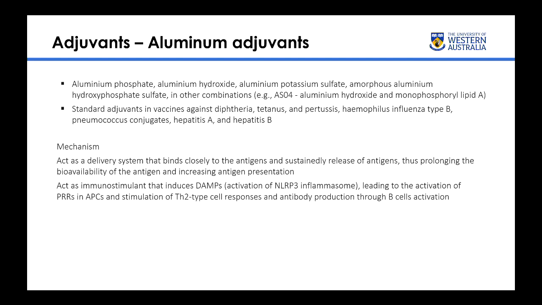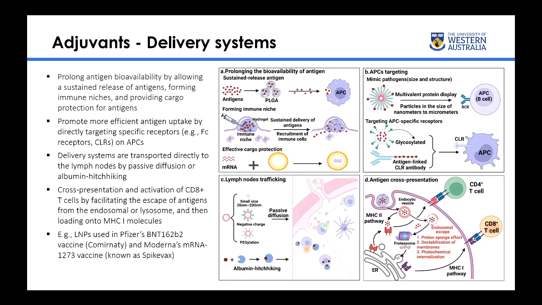Here, just for your curiosity, there are quite a few formulations: phosphate, hydroxide, potassium sulfate, quite a few different combinations, and they may be associated with other things. So the monophosphoryl lipid A, which is the LPS but detoxified, is used in quite a few vaccines, as I mentioned, and it's still the most common adjuvant in the vaccines we use.